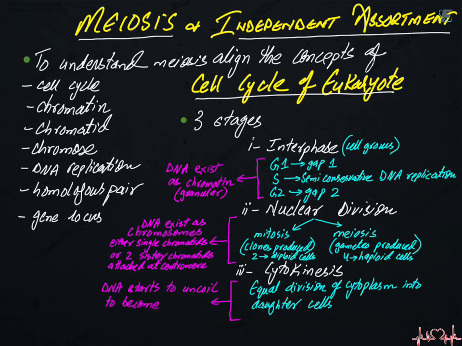Now, at this point, if you look at the cell, the DNA starts to uncoil to become chromatin again, so that after cytokinesis, the cell can go back into interphase and spend its life in these three stages, where the DNA will exist as chromatin, then come to nuclear division, where it becomes chromosomes, and again cytokinesis, where they uncoil and become chromatin again.